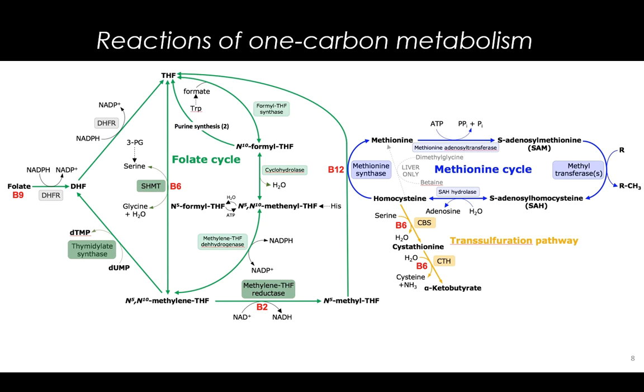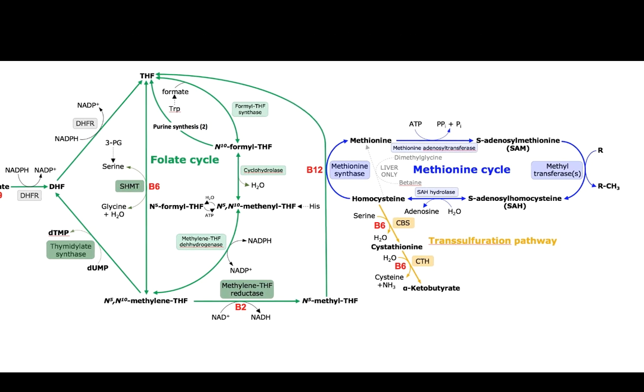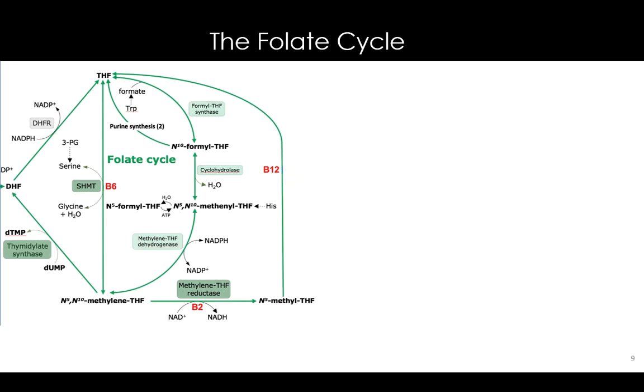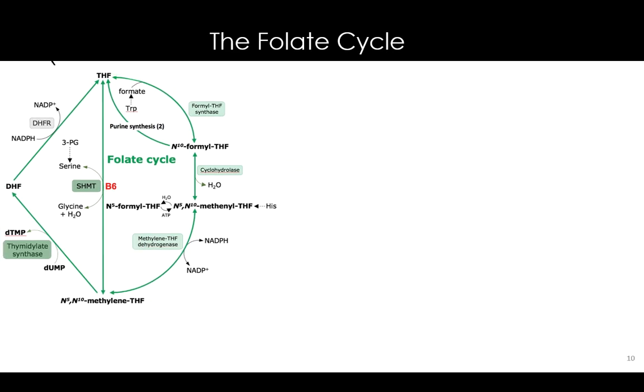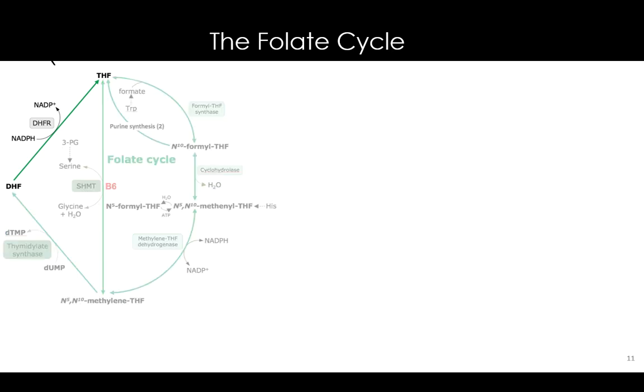This figure shows an overview of the reactions involved in 1-carbon metabolism. I would like to focus on just the central portion of the folate cycle to begin our discussion of 1-carbon group transfers facilitated by tetrahydrofolate. As described previously, dihydrofolate, or DHF, is reduced to tetrahydrofolate, or THF, by dihydrofolate reductase.